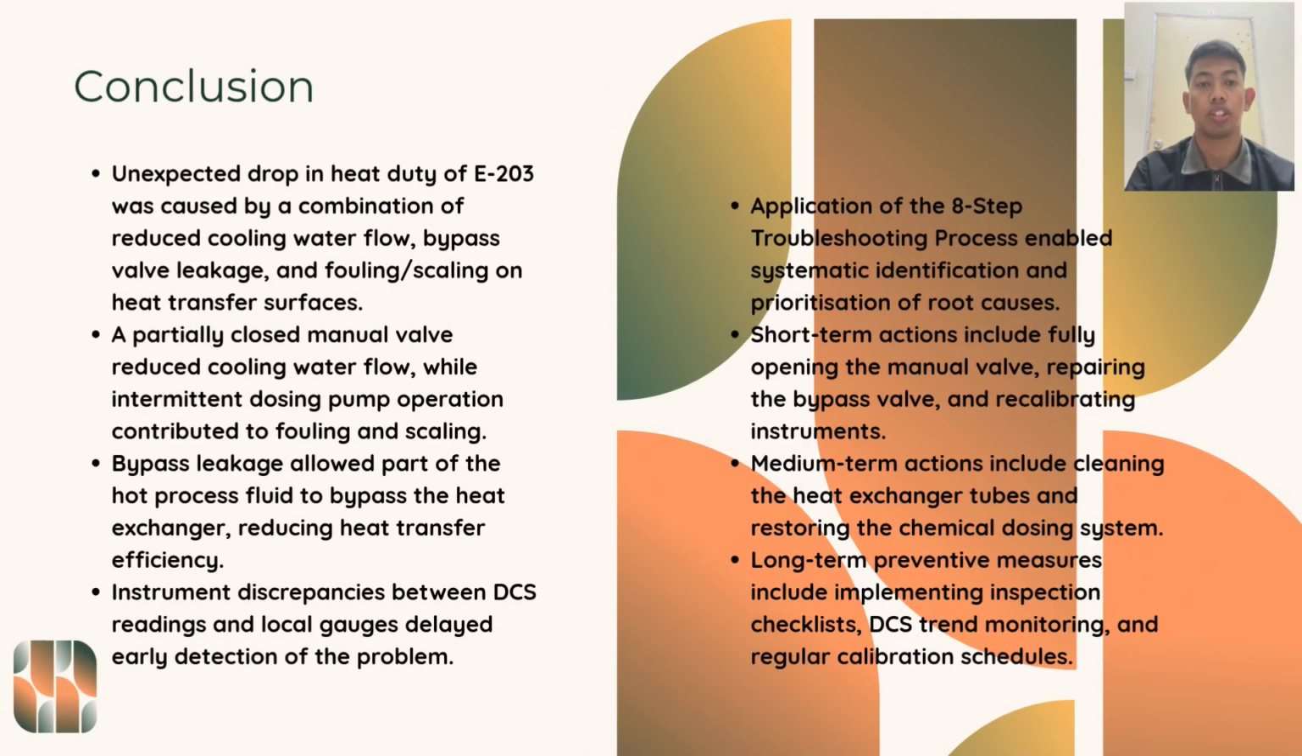So for the conclusion, the unexpected drop in heat duty of E203 was caused by a combination of reduced cooling water flow, bypass valve leakage, and fouling or scaling on the heat transfer surface. A partially closed manual valve reduced cooling water flow, while intermittent dosing pump operation contributed to fouling and scaling. Bypass leakage allowed part of the hot process fluid to bypass the heat exchanger, reducing heat transfer efficiency. Instrument discrepancy between DCS reading and local gauge delayed early detection of the problem.